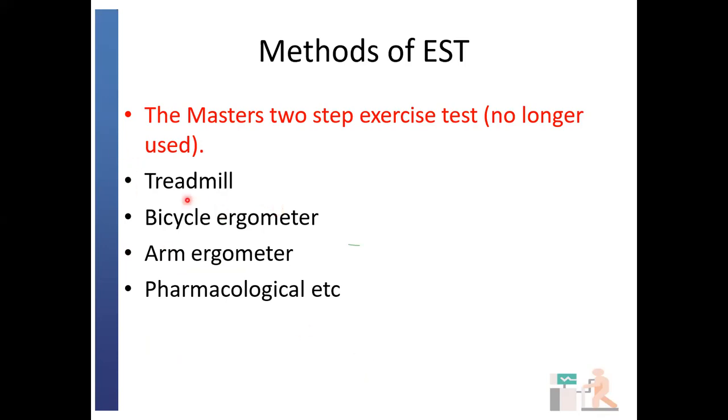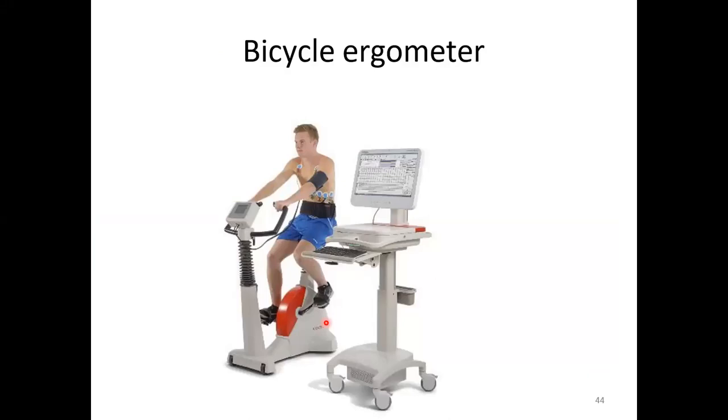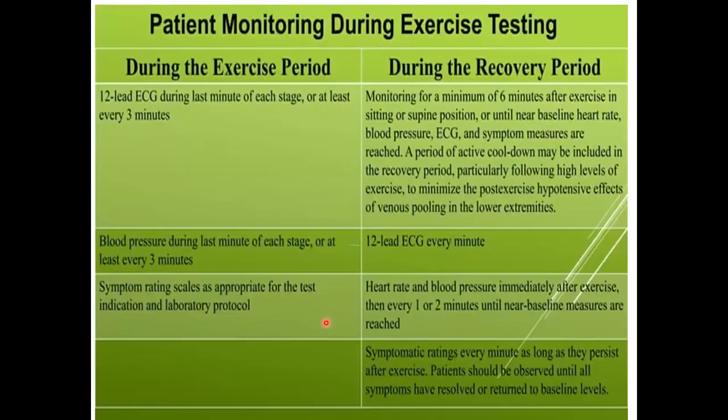So, the methods of exercise stress testing: the Master's two-step exercise test is no longer used. We can use the treadmill, bicycle ergometer, arm ergometer, or pharmacological method. For the purpose of our discussion today, we are going to be talking about the treadmill, but it's important for us to also know that these are other means of achieving exercise stress tests. This is a depiction of the treadmill equipment. This is a bicycle ergometer, and this is an arm ergometer.